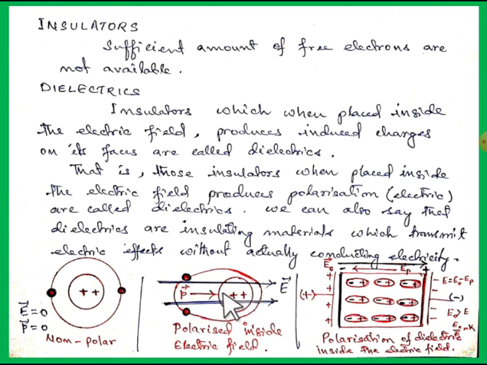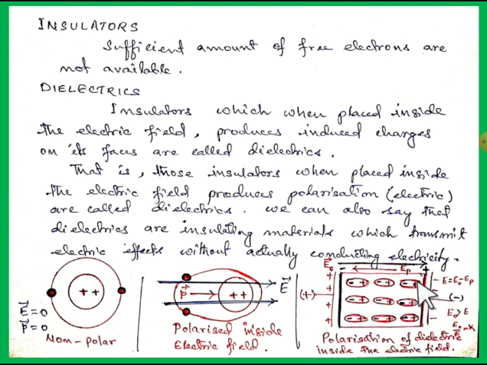So we call such a type of atom what? Polarized. That means two poles have been formed. No poles were there, but here poles have been formed. So we call such an atom a polarized atom, due to what? Due to the external field. Such a phenomenon takes place inside the dielectric medium when this dielectric medium is placed inside the electric field.